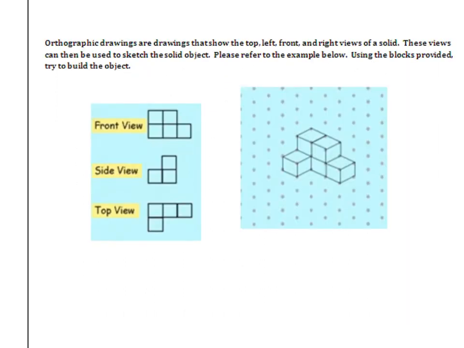Orthographic drawings are drawings that show the top, left, front, and right views of a solid. These views can then be used to sketch the solid object. So please refer to the example below.